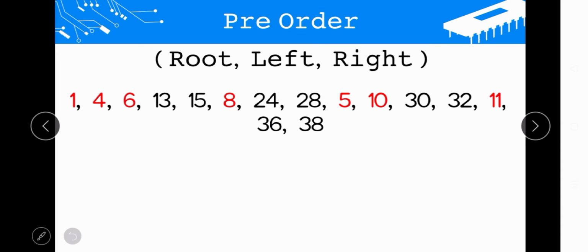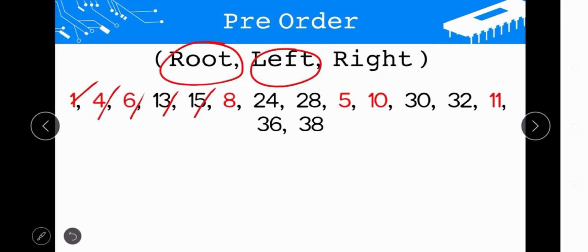For the final output for pre-order traversal, the root is 1. For the left side, it is 4, 6, 13, 15, 8, 24, 28. And as per the right side, it is 5, 10, 30, 32, 11, 36, and 38.